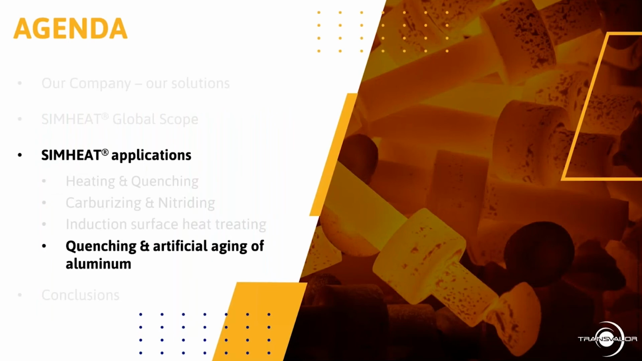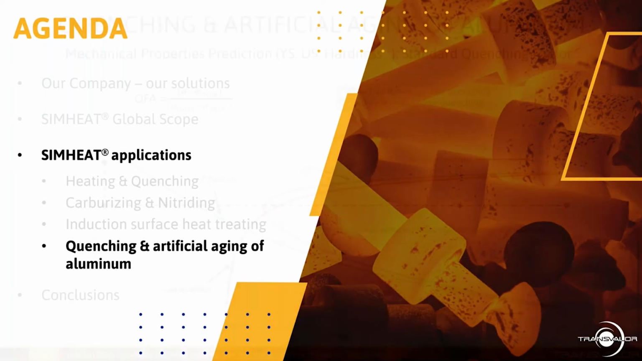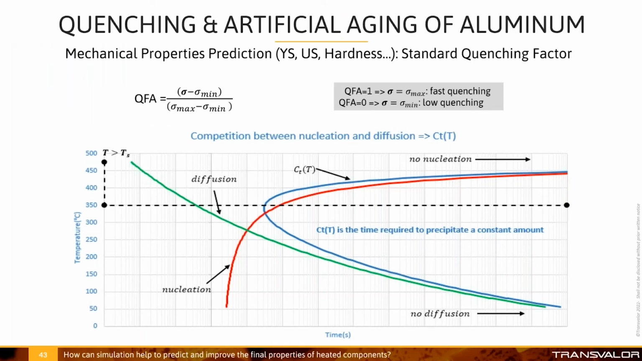Now let's talk about aluminium. Now we will talk about quenching and artificial aging of aluminium alloys. Aluminium is a durable light material that is easy to cast or to form, and it gets its final mechanical properties through heat treatment simulation, like usual. Now we will see first how to model quenching.